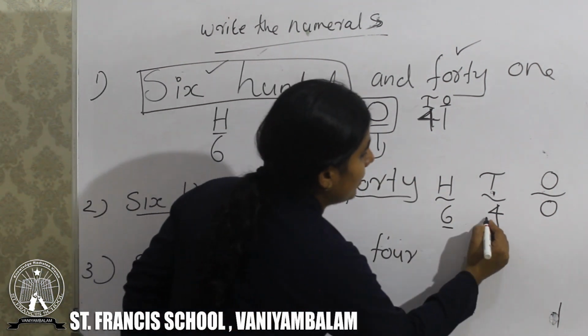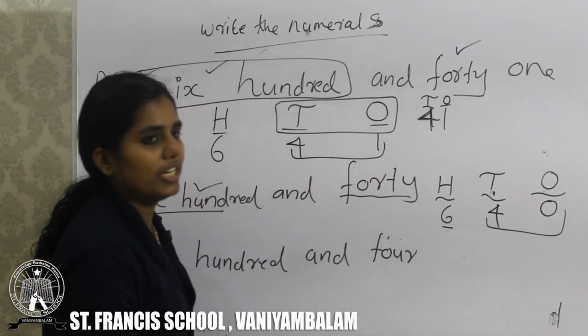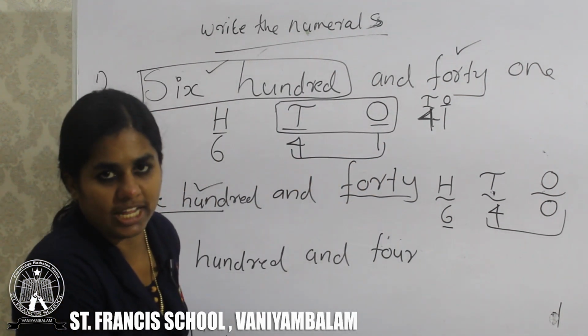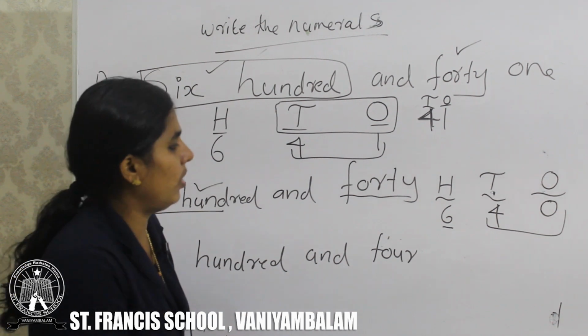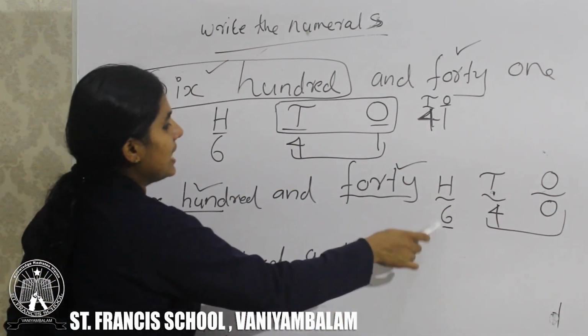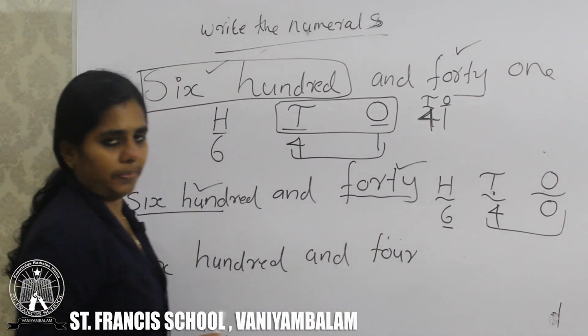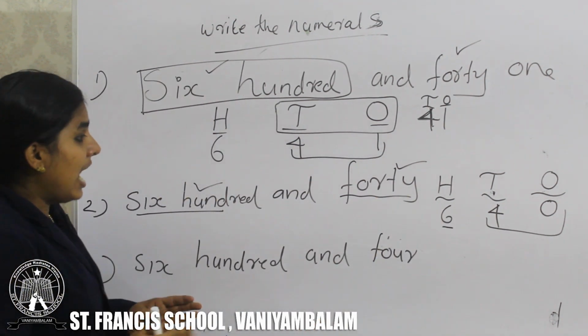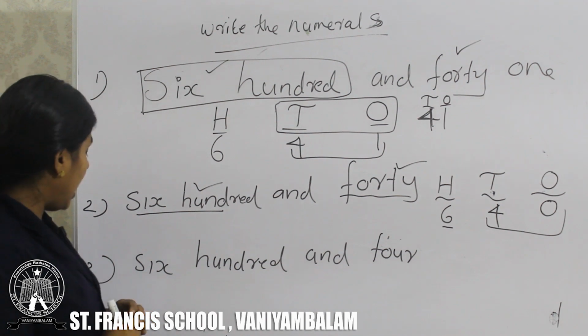Next we have which number? These tens and ones we want to read together. That is 40. Then here also we have 40. That means 640. Children, last one. Listen here.